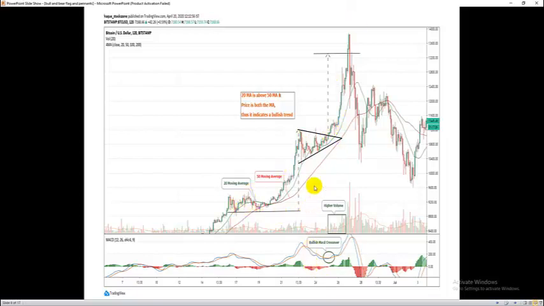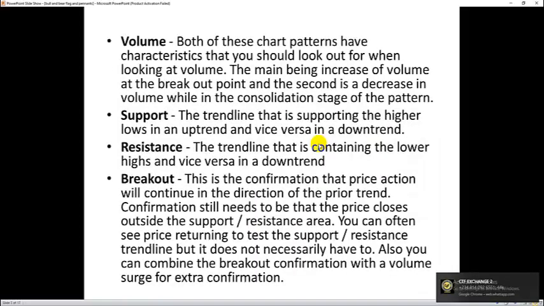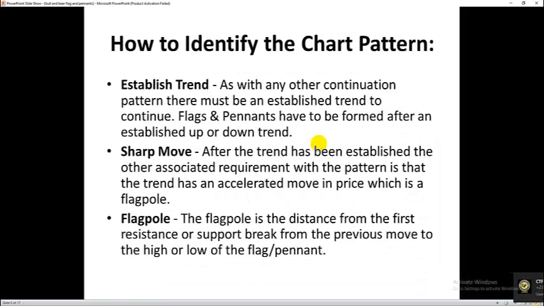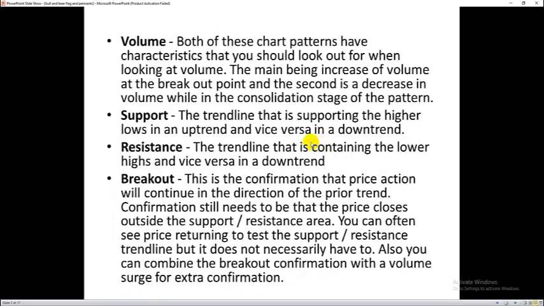So you have to be very, very careful in watching the volume to know if there was enough volume to form a pole here, and the volume decreased when it was now ranging, or consolidating. That's one of the indicators that yes, you have a flag or a pennant. Now the support, the trend line that is supporting the higher lows in an uptrend and vice versa in a downtrend. So support and resistance is another thing you have to look out for.